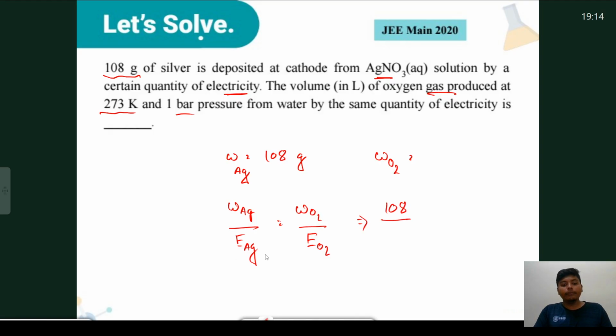So W of Ag is 108. Now, what is the E of Ag? Equivalent mass of Ag. We know from Ag plus we will get Ag, so n value is 1. And what is the atomic weight of Ag? 108. So 108 divided by 1 is equal to W of O2 divided by E of O2, where we need to calculate the oxygen weight.